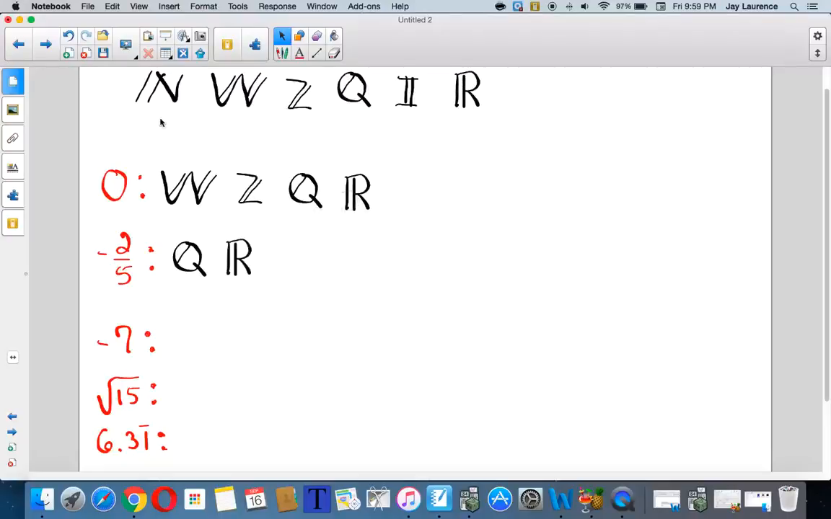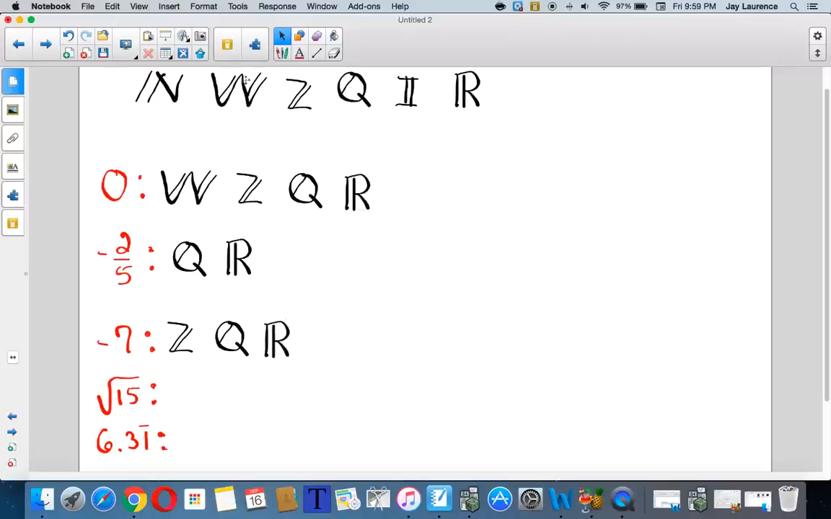Okay, -7. It's not natural, it's not whole, it's an integer. The integers include the whole numbers and the negatives of the wholes. It's also rational because it's a decimal that terminates. You could say it's a decimal that's repeating, -7.0 repeating, right? Okay, and it's, of course, a real number.